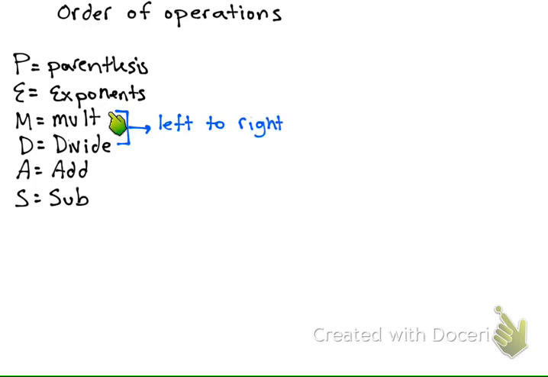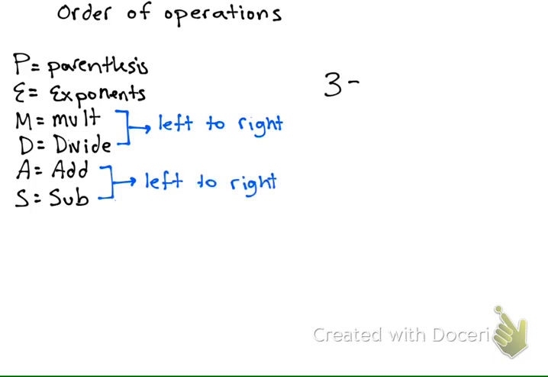So if multiplication comes first before division, then you multiply first and then divide. If division comes first before multiplication, then you would divide first and then multiply. So these two are used interchangeably. You have to do it from left to right. Same goes with, at the bottom, add and subtract. You always have to do those from left to right as well.